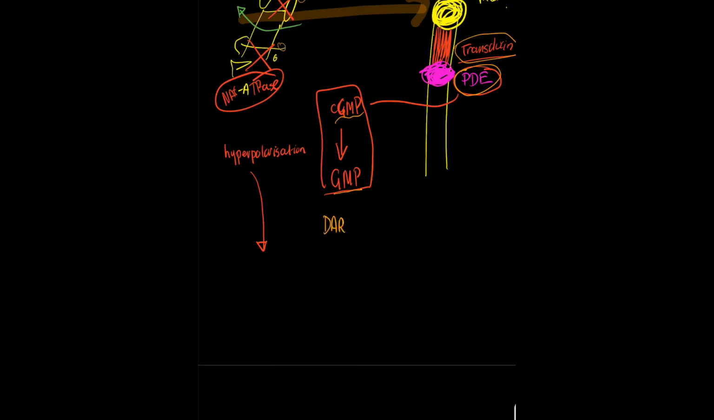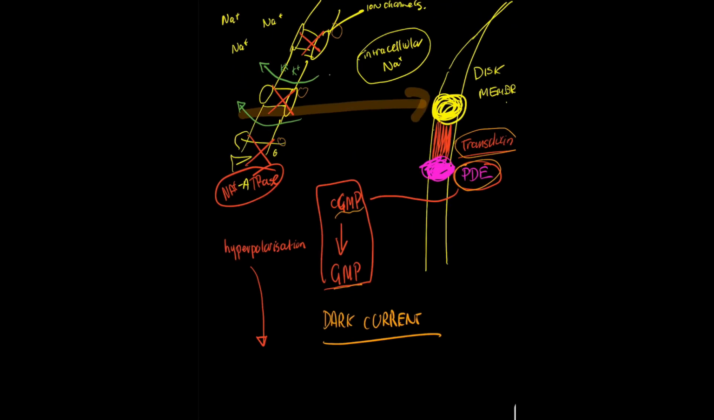And if you ever ask what a dark current is, the dark current really refers to the fact that when there's no light, stuff is still happening. We talked about that a little bit before. When you still have these cGMP molecules, you're still going to have Na flowing into the cell, right? And you're still going to have a little bit of potassium leaking in and out.